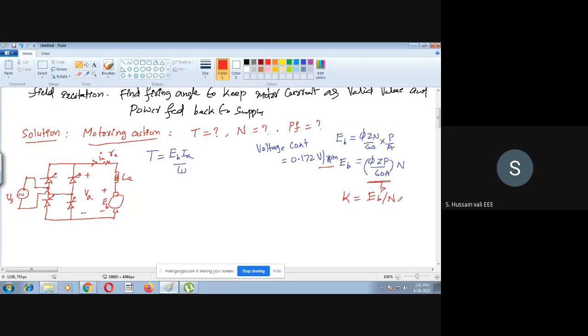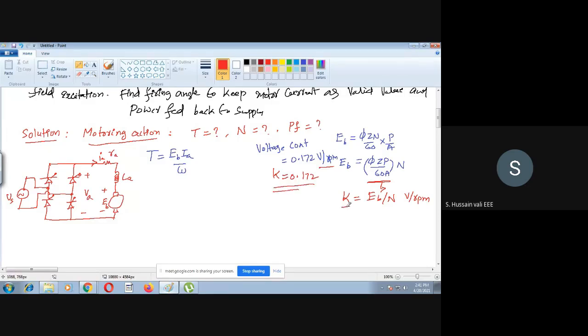What is EB? EB is voltage. What is N? N is in RPM. So the unit of this is volt per RPM. Now the voltage constant which he has given is also volt per RPM. It means K is equal to 0.172, as he has given in the problem. That's it. So we got the value of K.